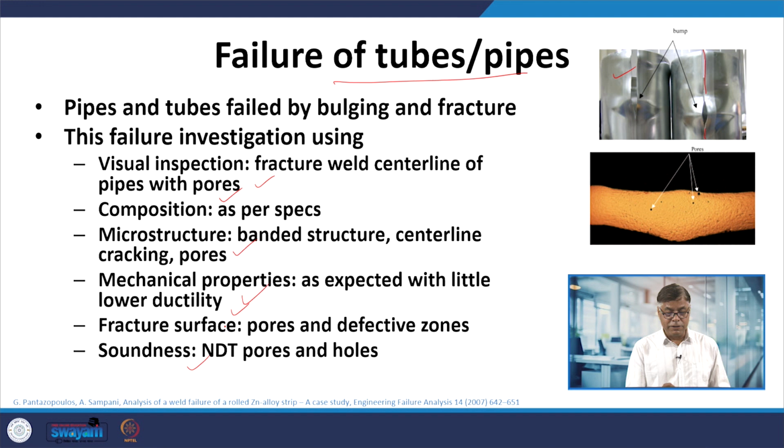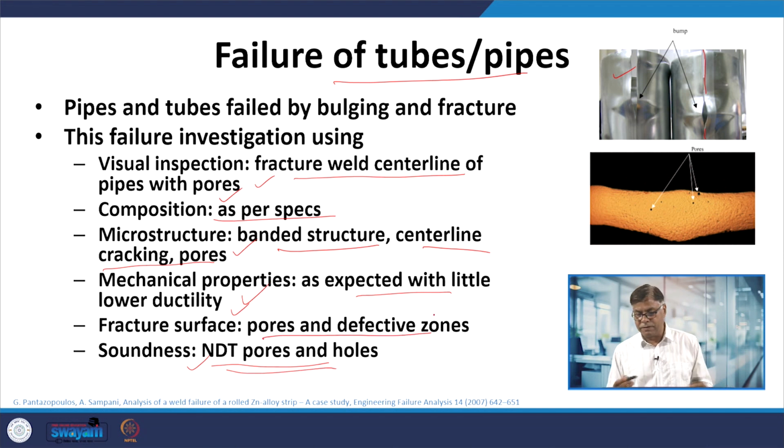When visual inspection was done, it was observed that the fracture occurred from the weld center line of the pipe, which had pores, and the microstructure composition was as per specification. The microstructure of the weld joint shows a banded structure, center line cracking and pores, and the mechanical properties were as expected, but with a little lower ductility due to the presence of defects, banded structure and porosity. The NDT test showed porosity, and holes, pores and defective zones were found on the fracture surface. So, this is what we can see here, the defects are in the welded region in the pipe.